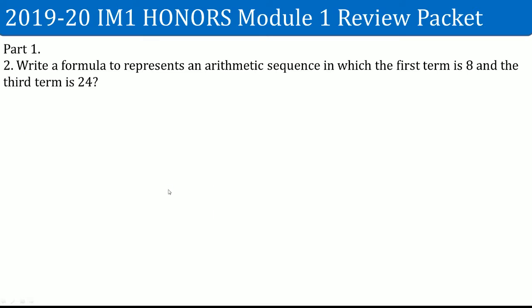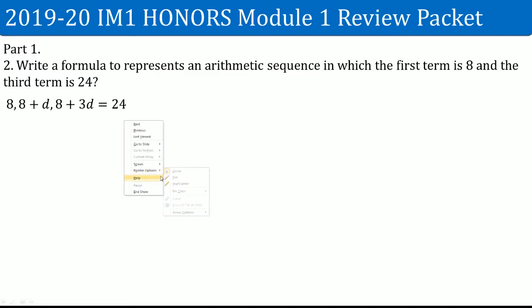Write a formula to represent the arithmetic sequence in which the first term is 8 and the third term is 24. Okay, so I can write out the sequence. The first term is 8. The second term is 8 plus the common difference. The third term would be 8 plus the common difference.